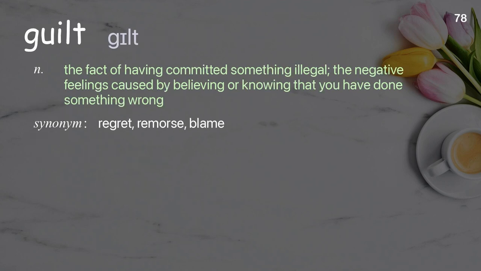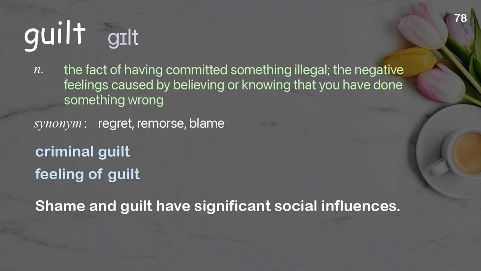Guilt: the fact of having committed something illegal, the negative feelings caused by believing or knowing that you have done something wrong. Examples: Criminal guilt. Feeling of guilt. Shame and guilt have significant social influences.